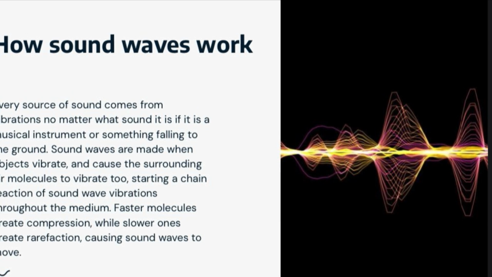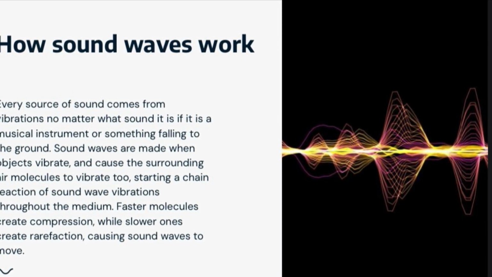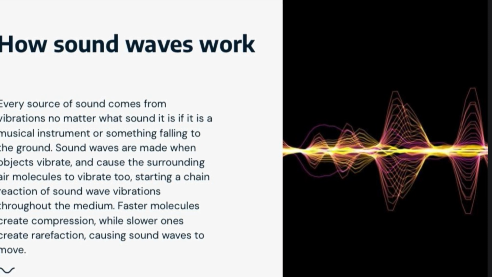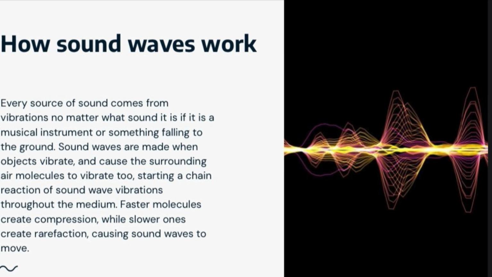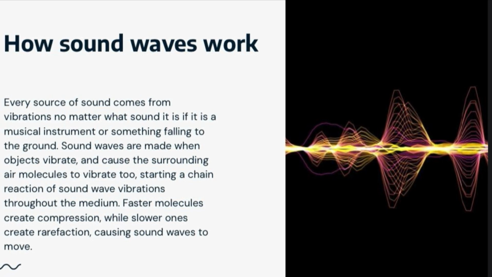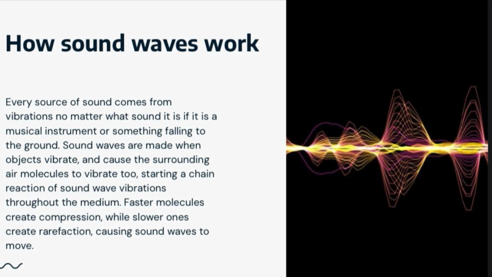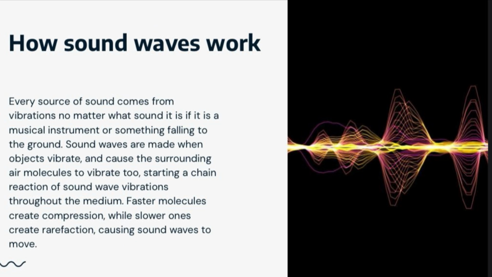Every source of sound comes from vibrations, no matter what sound it is. If it is a musical instrument or something falling to the ground, sound waves are made when objects vibrate and cause the surrounding air molecules to vibrate too, starting a chain reaction of sound wave vibrations throughout the medium. Faster molecules create compression, while slower ones create refraction, causing sound waves to move.